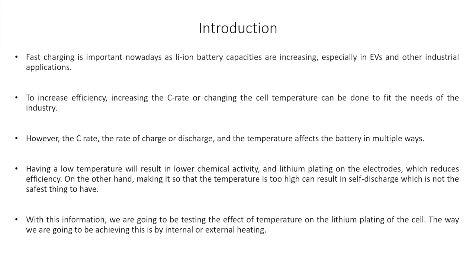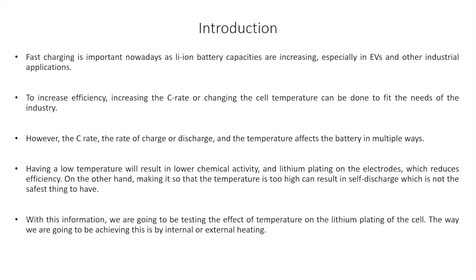Fast charging nowadays is becoming more and more important as lithium-ion battery capacities are increasing, so it takes longer to charge and discharge them, especially in electrical vehicles and other industrial applications. To increase the efficiency of this, we can increase the C rate, which is the charging rate, or we can change the cell temperature, and this can be done to fit the needs of the industry. However, the C rate and changing the temperature does affect the battery in multiple different ways.